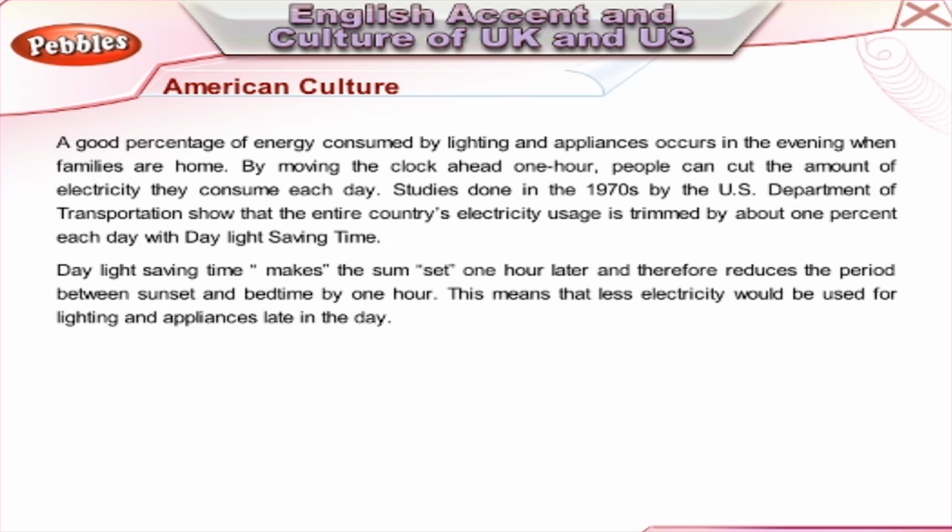A good percentage of energy consumed by lighting and appliances occurs in the evening when families are home. By moving the clock ahead 1 hour, people can cut the amount of electricity they consume each day. Studies done in the 1970s by the U.S. Department of Transportation show that the entire country's electricity usage is trimmed by about 1% each day with daylight saving time. Daylight saving time makes the sun set 1 hour later and therefore reduces the period between sunset and bedtime by 1 hour. This means that less electricity would be used for lighting and appliances late in the day.